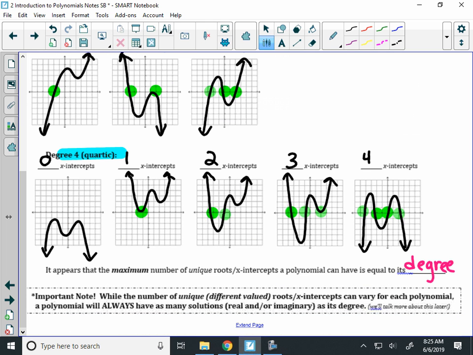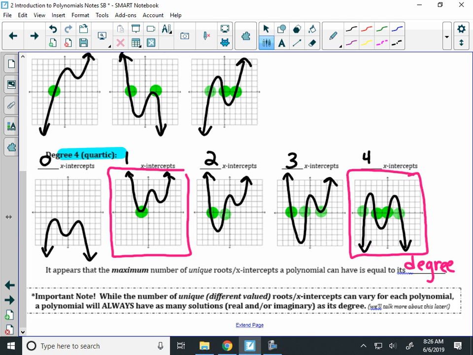All right, so even though for this quartic function right here, there's 1 x-intercept, there's still actually 4 roots. Just some of them are imaginary because they don't all cross the x-axis. Whereas over on this graph, there are 4 roots and also 4 x-intercepts. They're all real. So some of our roots will be imaginary, but the number of x-intercepts can at most be the degree. All right, that's it for the notes here.